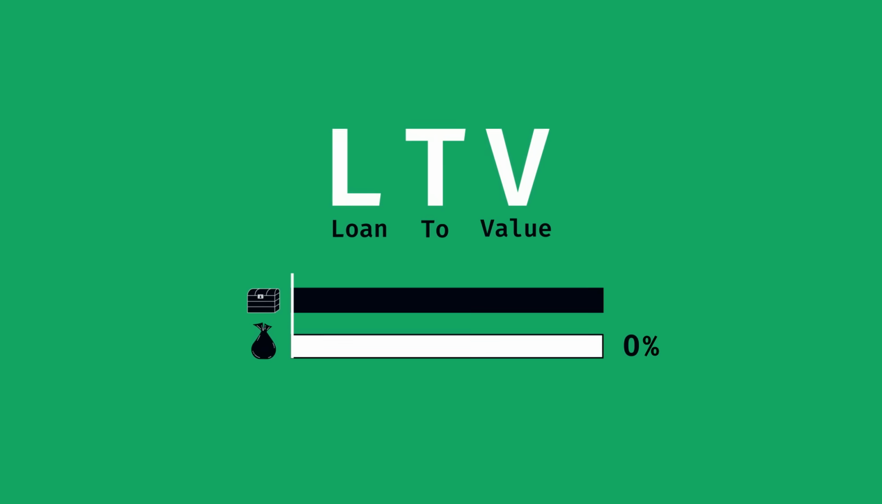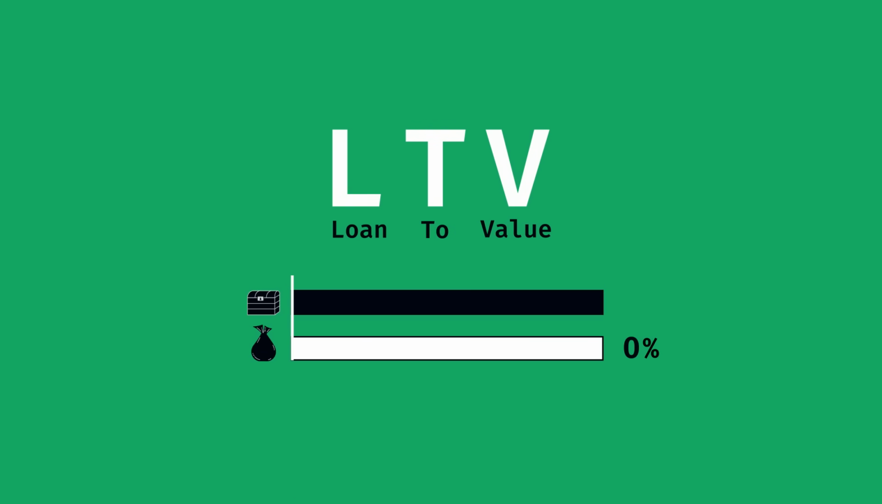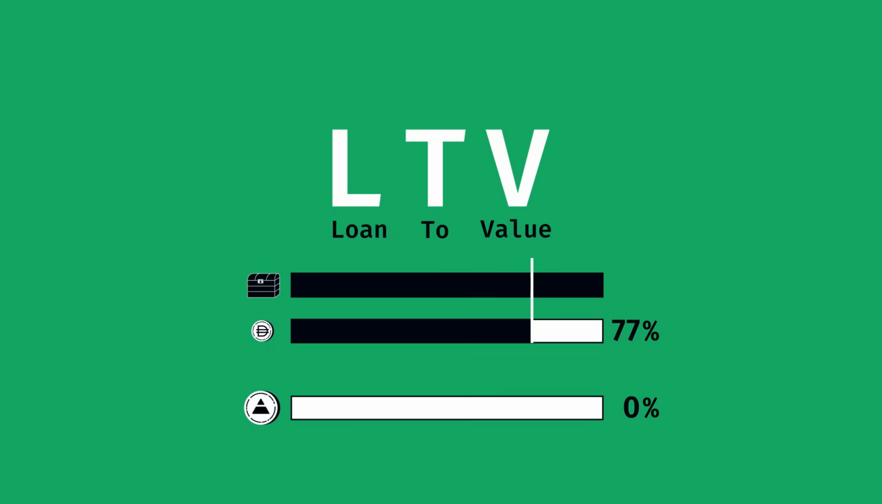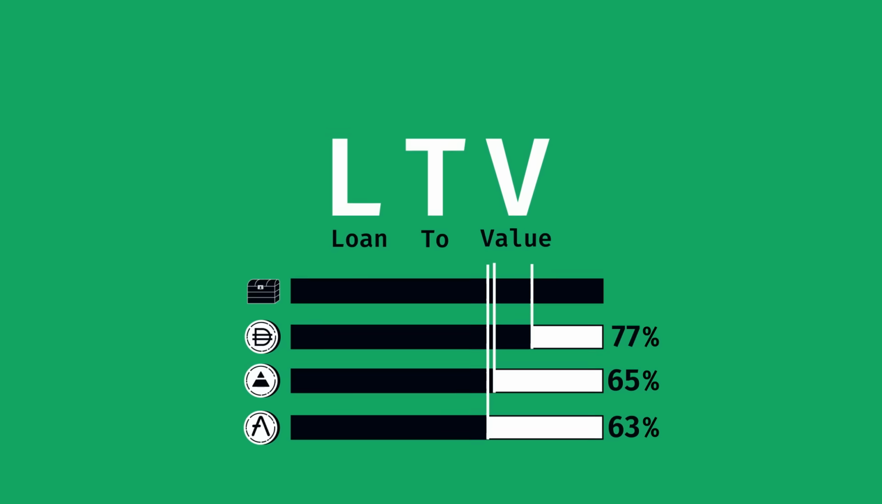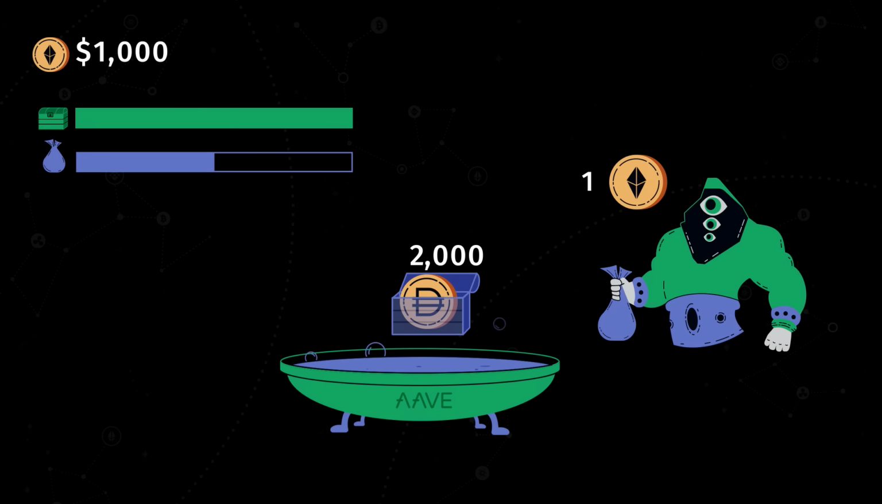The maximum amount of funds available to Bob is determined by the loan-to-value ratio, or LTV. LTV is expressed as a percentage that shows how much one can borrow with their collateral. LTV varies for each token and depends on the risk parameters of the token. For example, with an LTV of 77% for DAI, Bob can borrow no more than 77% of the 2,000 DAI he deposited, which is 1,540 DAI or approximately 1.5 ETH.